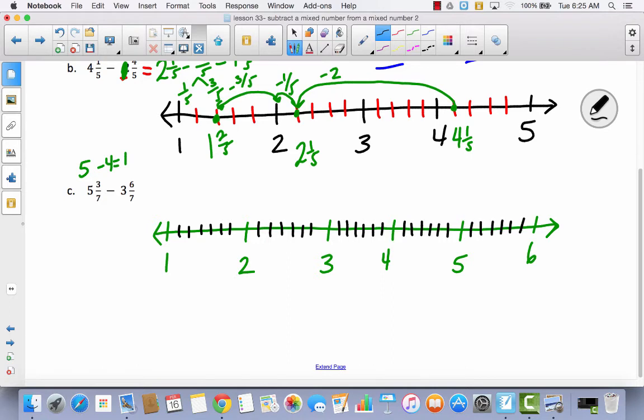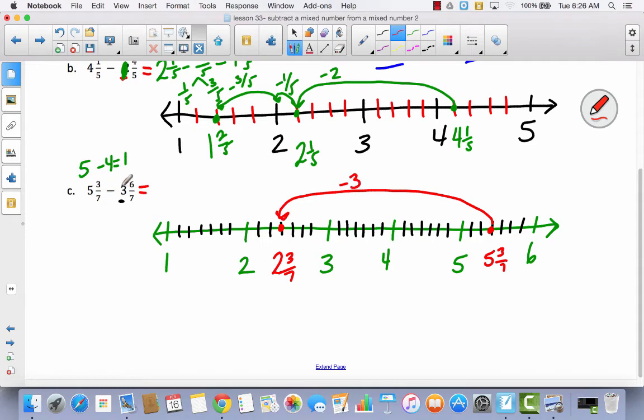Okay, so again, we're beginning by subtracting this whole number. So I begin at 5 and 3/7, and I'm going to take away 3. So here's 5, 5 and 1/7, 5 and 2/7, 5 and 3/7 right here. So when I take away 3, 5 minus 3 is 2. So that's going to put me at 2 and 3/7 because I didn't do anything to the fraction. I just took away 3 wholes. So I'm going to jump -3 right here.